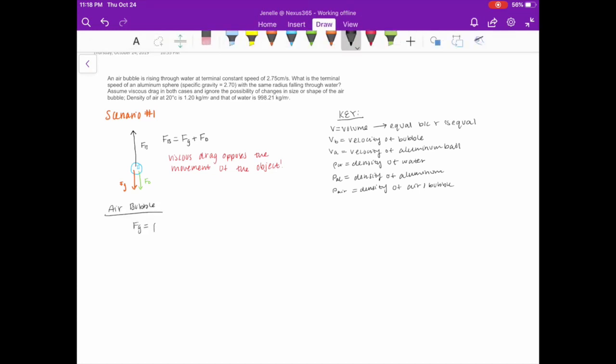Now let's evaluate our forces. The gravity force should equal the density of the medium, in this case air, times gravity times volume. Our buoyant force should equal the density of the medium that the air bubble is in, which is water, times gravity times the volume of water that is displaced. And finally, our drag force is equal to the equation on your equation sheet, which is 6 pi times the viscosity constant times the radius of the bubble times the terminal speed of the bubble. Now let's plug these equations into our original equation, which is that the buoyancy force is equal to the magnitude of the gravity force plus the magnitude of the drag force.